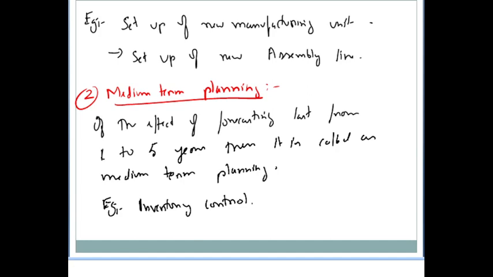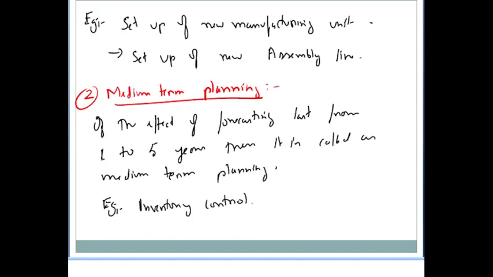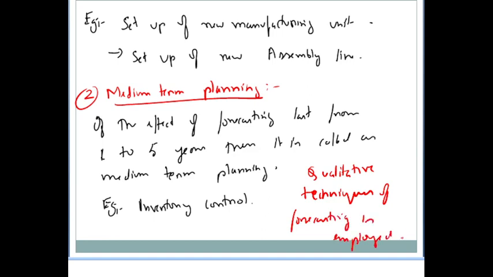Okay, now let's study about the third one, which is short-term planning. But one more thing: in medium-term planning also, qualitative techniques of forecasting are employed. That is, here also various external factors are considered while forecasting. Now the third type is short-term forecasting.